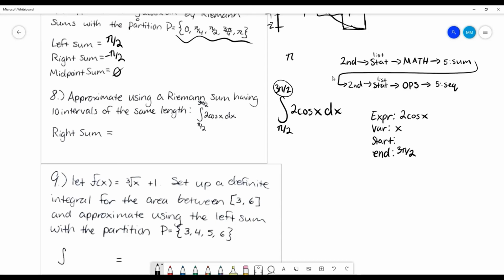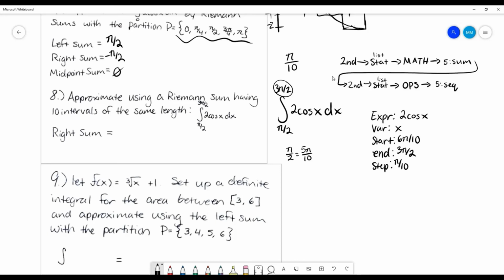So splitting that into 10 subintervals of the same length is going to be a step of pi over 10. So our start point is going to be pi over 10 after pi over 2. So let's see, pi over 2 equals 5 pi over 10. So we're going to start at 6 pi over 10, or you could write that 3 pi over 5, however you like. So our start is 6 pi over 10, our end is 3 pi over 2, our step is pi over 10.